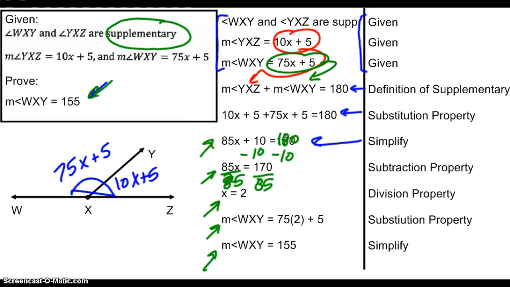I remember combining like terms. Wherever we see that, we're going to write simplify instead. I subtracted 10 from both sides. I divided by 85 on both sides. And then I wasn't done yet. I had to substitute in that 2 into that equation. And then I simplified and got my answer. That's the end of that proof. Again, try and pause here and do the next one before we do it together.